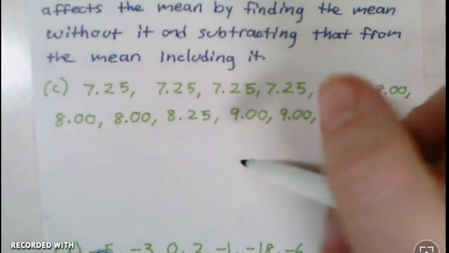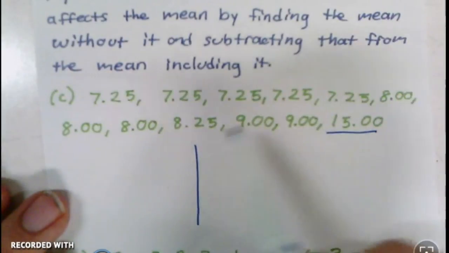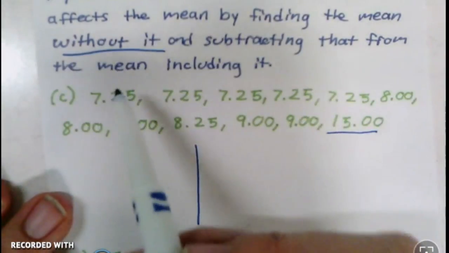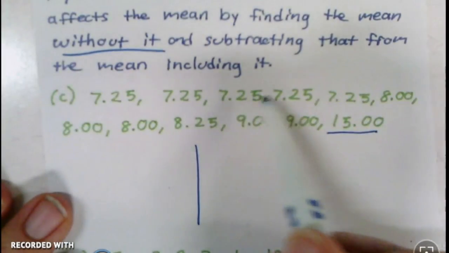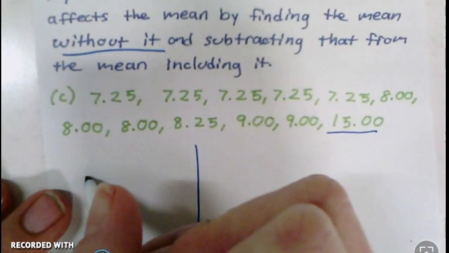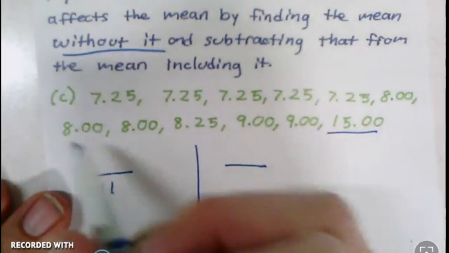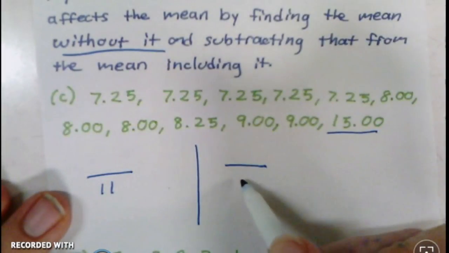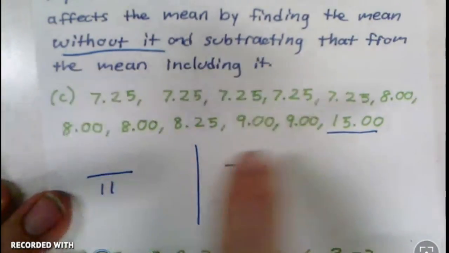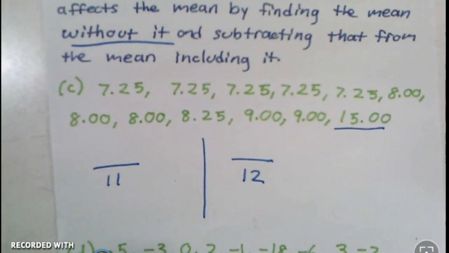So we're going to do 2 different things and we're going to compare them. Okay? So first I'm going to find the mean without the 15. So we're going to add up 1, 2, 3, 4, 5, 6, 7, 8, 9, 10, 11, those 11 numbers, and we're going to divide it by 11. And then we're going to add up all of them, including that one, and we're going to divide it by 12. And then we'll subtract this from that. Okay? So pause the video, do that, and then check to see if you got the same.